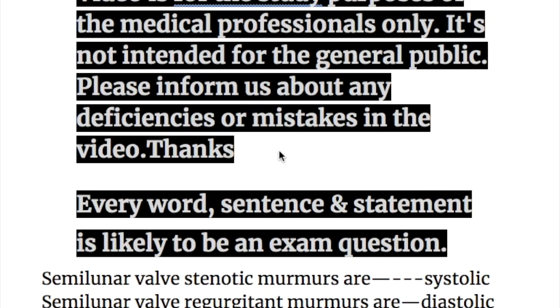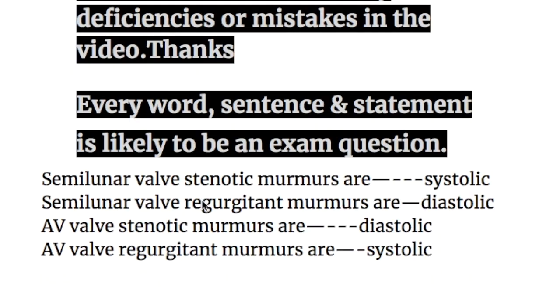In this video, we will discuss diastolic murmurs, different types of diastolic murmur, their features and characters. Generally speaking, semilunar valve stenotic murmurs are systolic, and semilunar valve, aortic and pulmonary valve regurgitant murmurs are diastolic, and the reverse is true of the AV valve stenotic murmur. The AV valve, mitral and tricuspid valve stenotic murmurs are diastolic, whereas AV valve regurgitant murmurs are systolic.